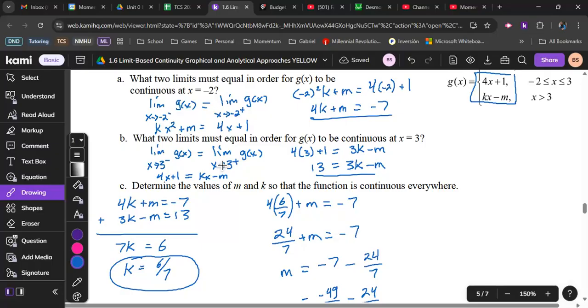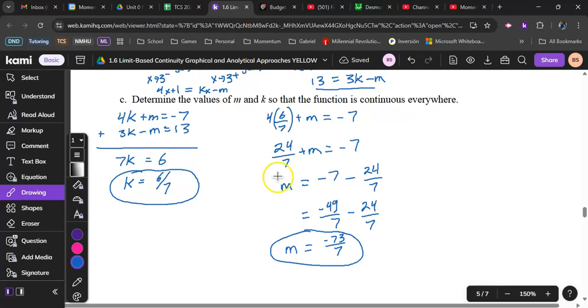So 4 times 6 over 7, that's 24/7. Then I need to solve for m, so I didn't write this step, but what I did is I subtracted 24/7 from both sides. That meant I got negative 7 minus 24/7. If I don't have a calculator, which you usually won't in calculus, right, then I'm going to have to convert that to have a common denominator. So negative 7 is the same as negative 49 over 7. That means that now I can add these, so I get negative 73 over 7.